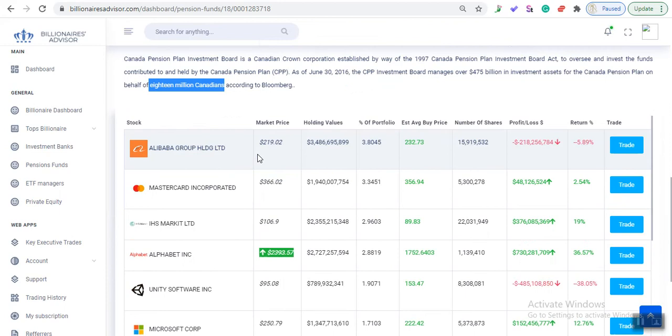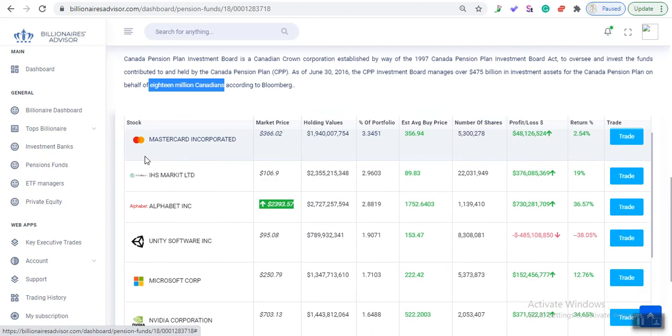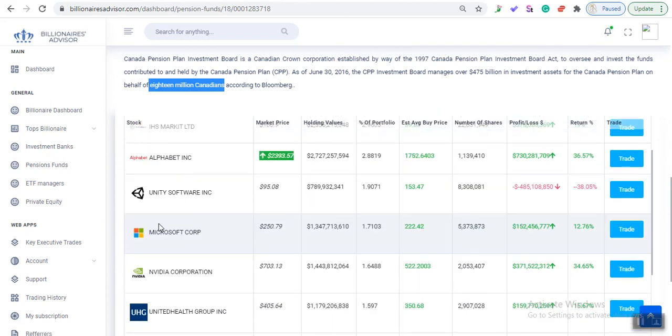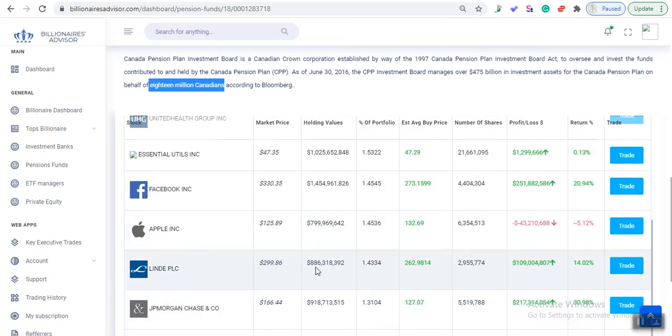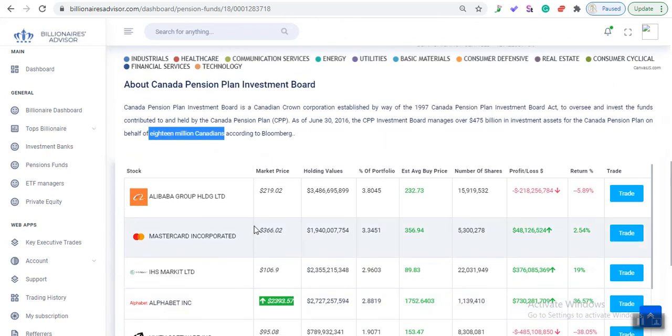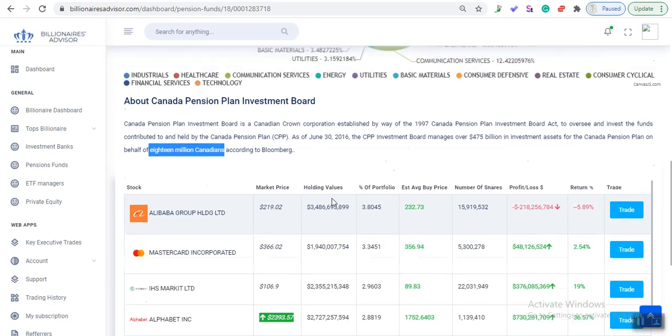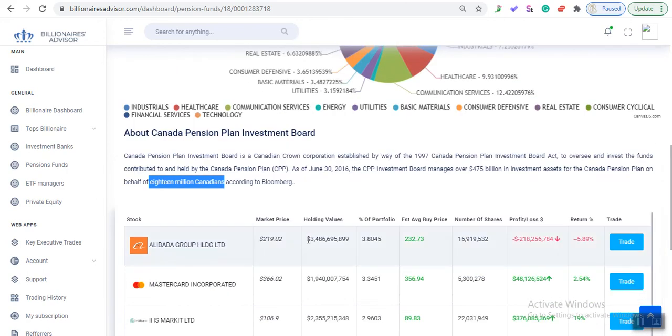Now, this is interesting. The stocks that they own, of course, Alibaba, MasterCard, Alphabet, Microsoft Corp, Nvidia, Facebook, Apple, JP Morgan, etc. And as you could see, what is it that Canadian Pension knows why they would put $3.4 billion inside Alibaba? Their average bought price was $332. It's at $219. So that's a good discount right there. That's a 5.89% drop from where they bought at.